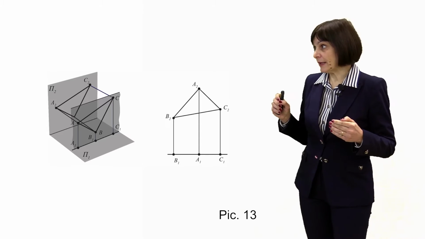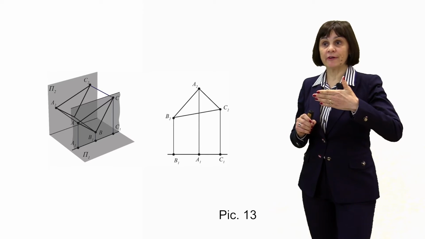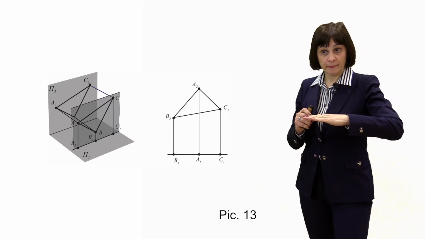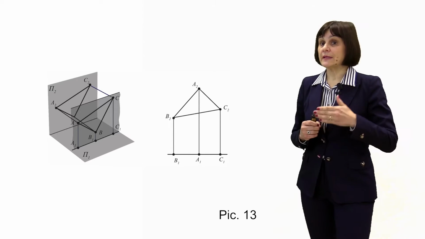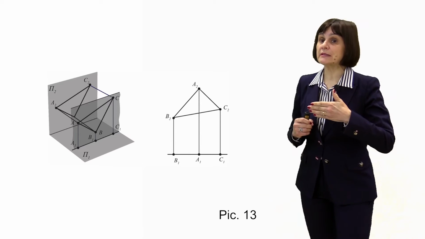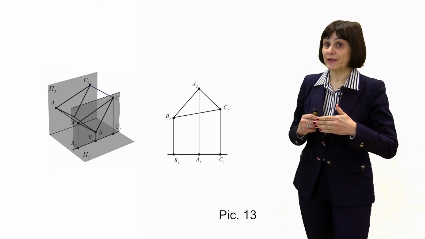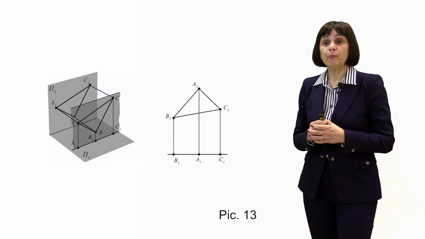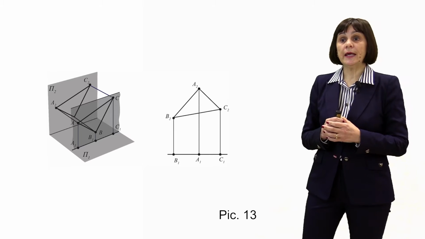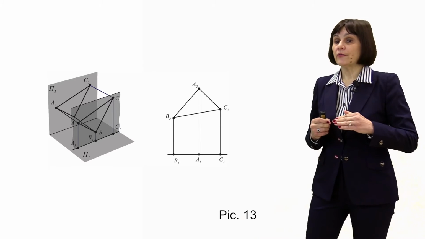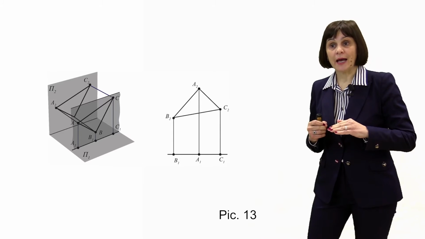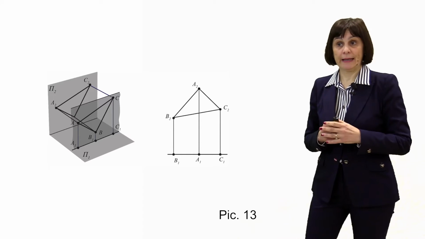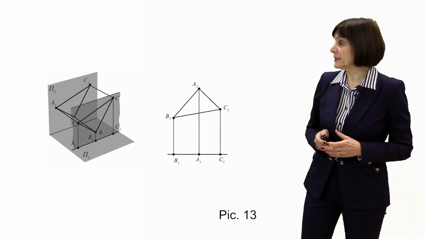And as you can see from the left drawing, our frontal level plane is perpendicular to the horizontal projection plane. It means that this plane is projected in a straight line on the horizontal projection plane. And it means that we project all the vertices of the triangle A1, B1, C1 on the horizontal plane on one line, on the line parallel to the horizontal plane. That's this drawing.